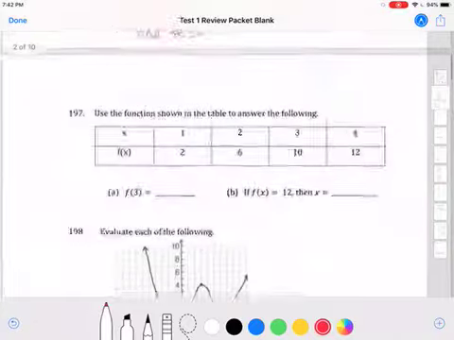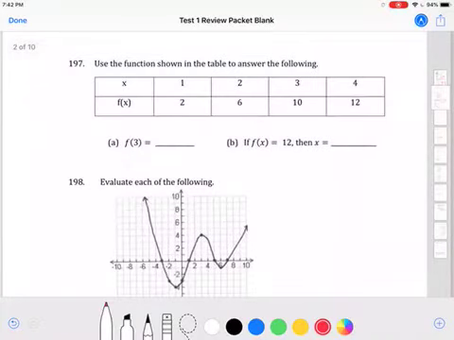All right, let's move on down to 197. Okay, 197 is working with a table. It's that same input and output situation that we did in question 194, but now it's giving you all of the inputs and the outputs. You don't have to do any math to it. You just have to find it in the table. And what's most important about this is you know whether you're working with an input or an output.